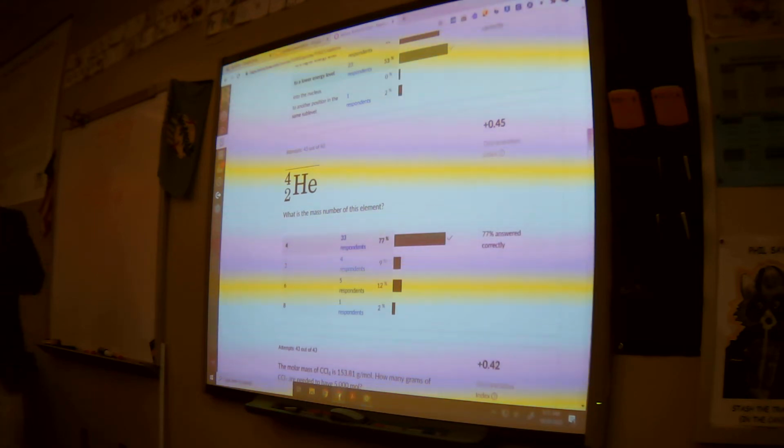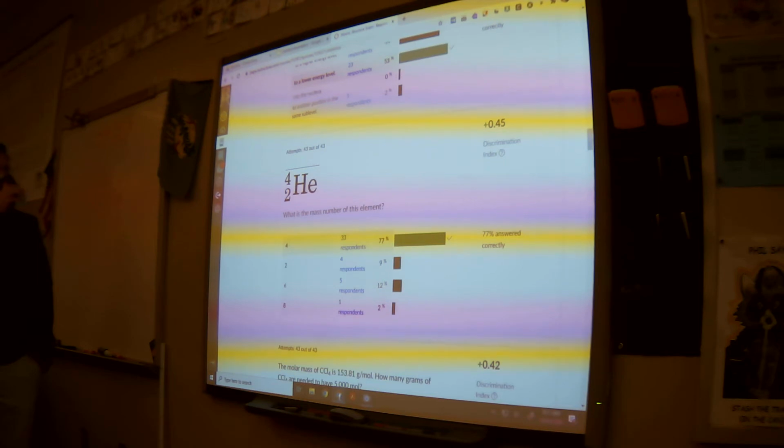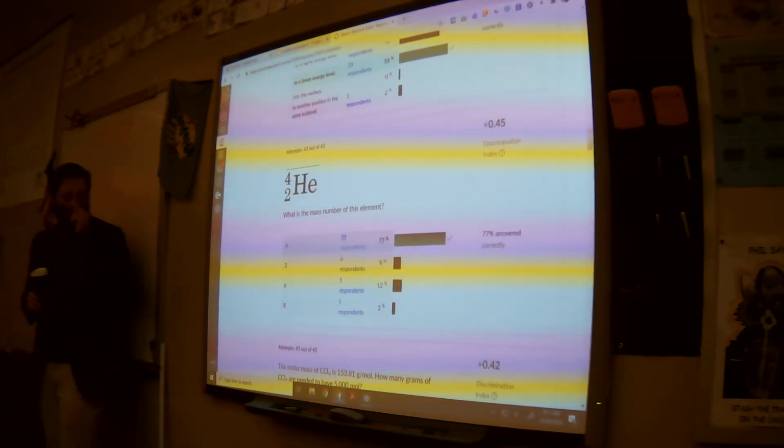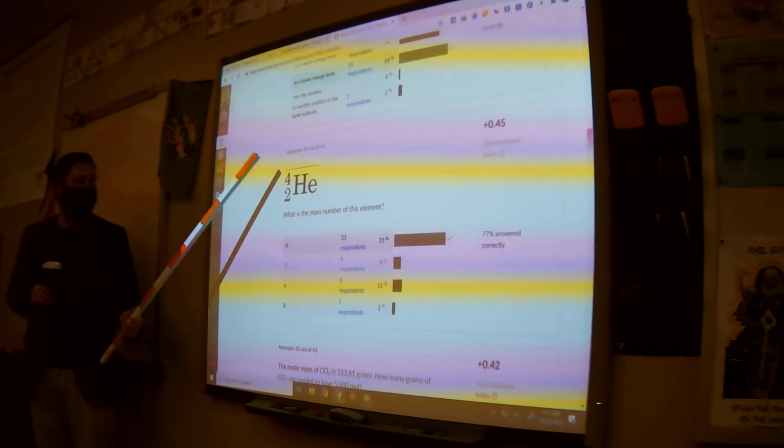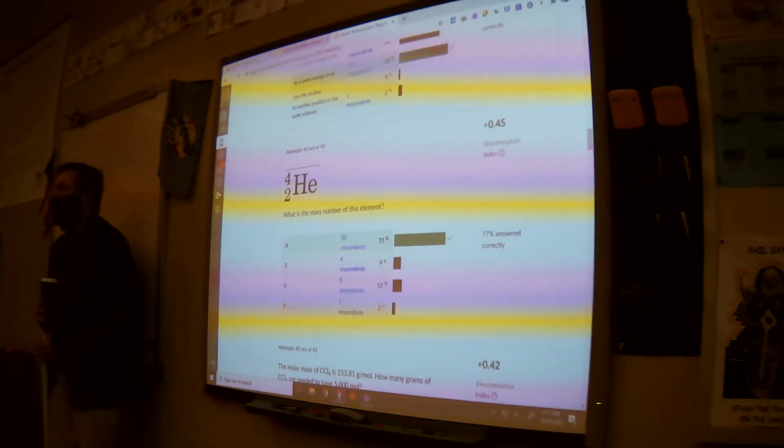I will say the electron stuff, wave energy, that stuff is probably the hardest part of this test. All right, what's the mass number of this element? So again, it is 4. So how many neutrons would this element have?